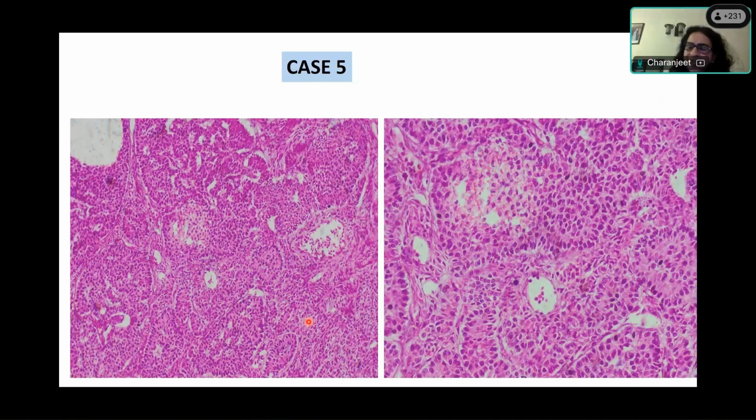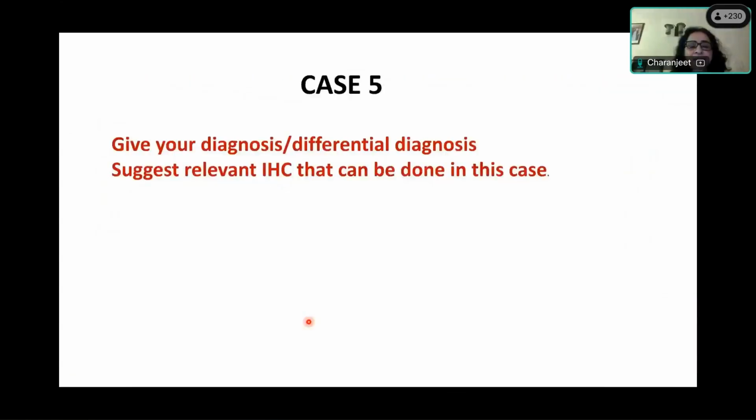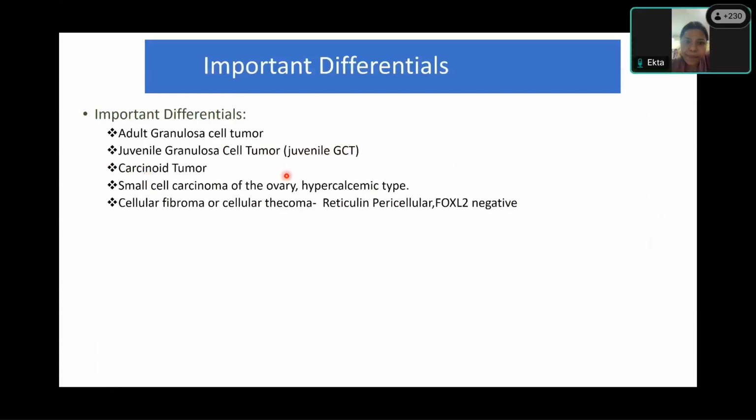Anything else? Now, what is the IHC that you do? So you have adult and juvenile granulosa cell tumor. Then you should also consider, though the morphology is not like carcinoid, small cell carcinoma of ovary, hypercalcemic type, that is a high-grade tumor. You will see all features of a high-grade tumor. And of course, cellular fibroma or thecoma. But again, in fibroma, you have spindle-shaped cells. So this is last in the list. So I would like to consider at least the first three.